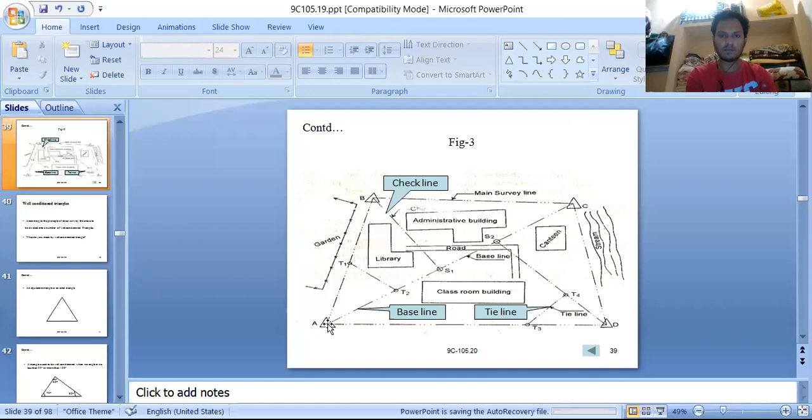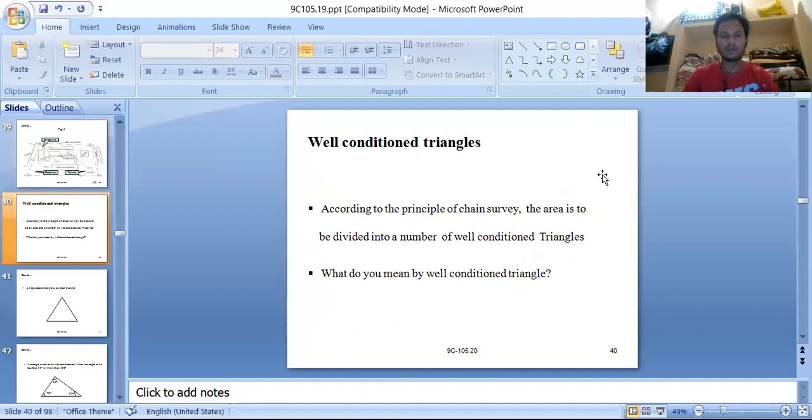Here the dotted line from A to C represents the baseline, and these are the lines which represent the tie lines. Some of the lines are drawn in between to check the accuracy of the work, which are called check lines. This is how we construct the entire diagram, the structure, the entire system of lines in a given field. According to the principle of chain survey, the area is to be divided into a number of well-conditioned triangles.